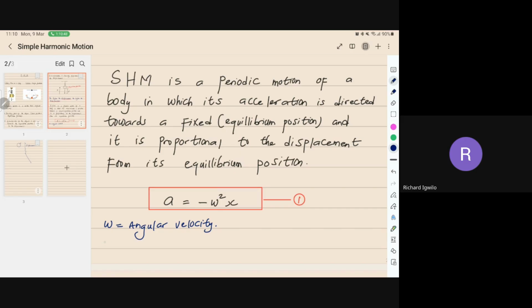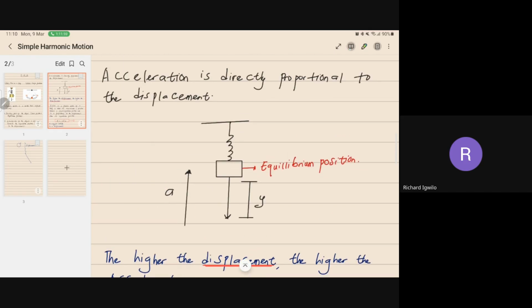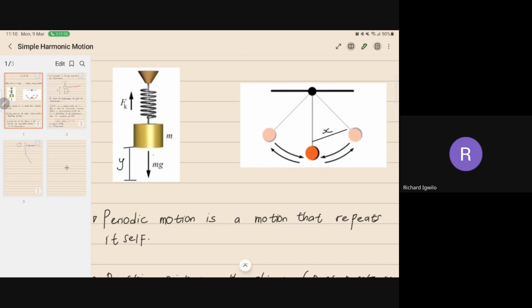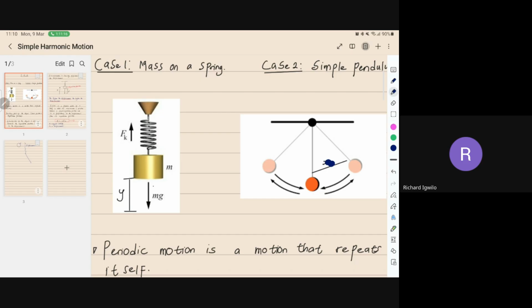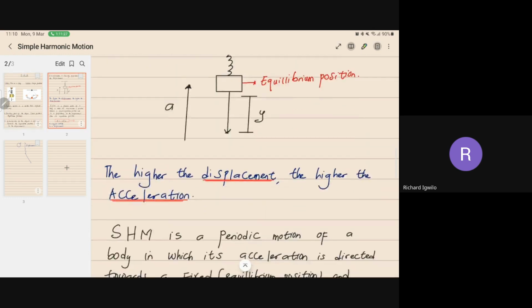Of course, you can tell that x is equal to your displacement. Remember that if it is for case one, this should be y, is that not so? Because case one is your mass on a spring because it's going to be a vertical displacement. But if it is your simple pendulum, it's going to be an x. Are we together, guys? If you get my point, give me a thumbs up based on what I just said. If you're working with mass on a spring, it's going to be y. If you're working with a simple pendulum, it's going to be x. Oh, beautiful, guys.